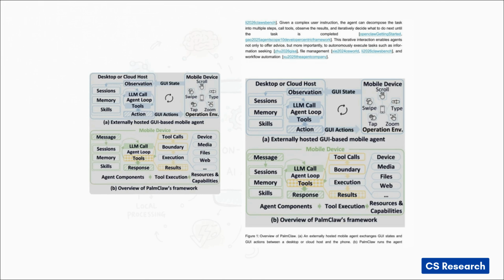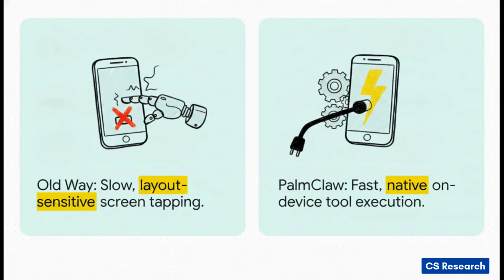It's kind of clunky. Now contrast that with the image on the right, Section B, showing the PalmClaw framework. Notice how the external host is just gone? The agent loop, the tools, the execution, it all happens natively inside the device itself, making direct tool calls to local resources.